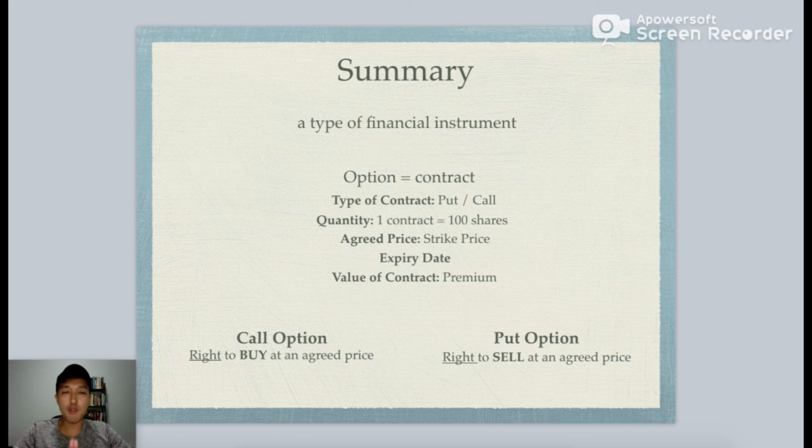Look out for the next few videos because I'm going to talk about something more interesting, because we're going to go a little bit more in depth about the basic option strategies that you might be interested to know, to find out how you can utilize them to help you make money in the stock market.